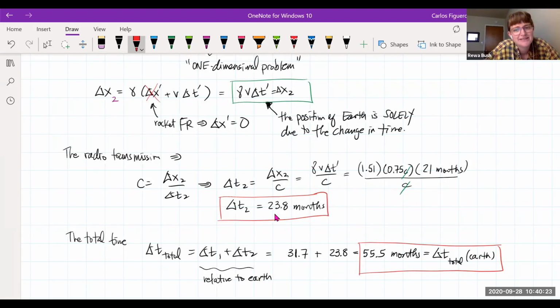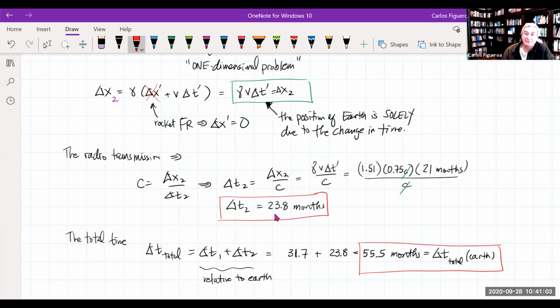Carlos? Yes. I'm still confused about the delta x2. Is delta x2 the location of Earth at the moment that the radio transmission is sent out? Yes. Or is it the amount of distance the Earth has moved between when the radio transmission is sent and when it's received? Well, yes, that's the same thing as far as I'm concerned. Right? They're one and the same. But the thing about it is that you have to account for that with the Lorentz transformation.